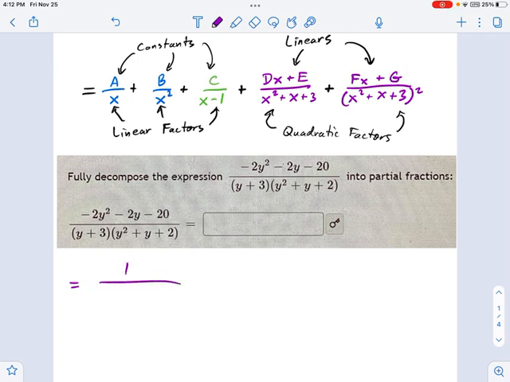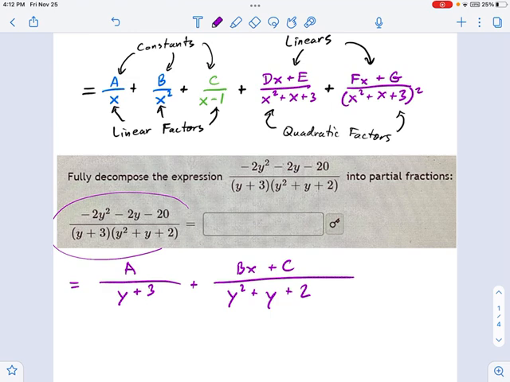The linear fraction is going to be some constant on top, a, divided by y plus 3. And then the next fraction is going to be, the denominator will be a little bigger on this one, because it's that quadratic. I can't factor y squared plus y plus 2. Or if I did, I would get imaginary factors. So we call this irreducible. Now, because that's quadratic, on the top I need to say bx plus c. I need a linear factor on top.